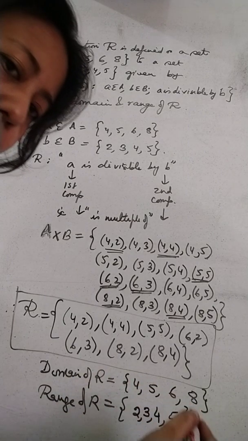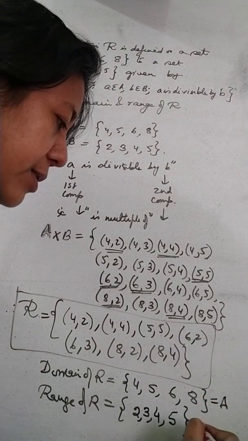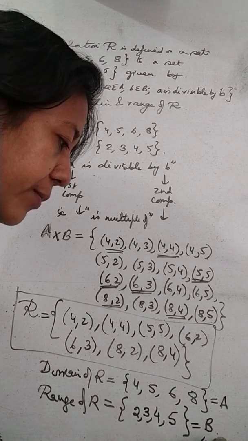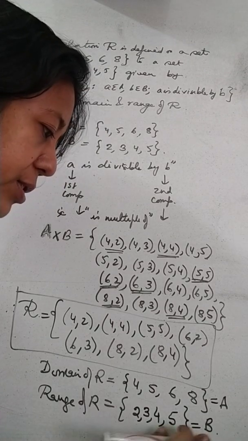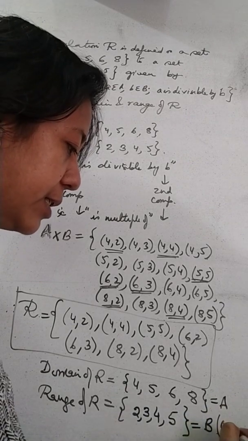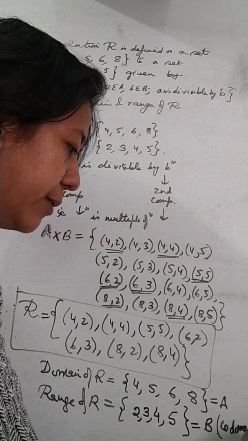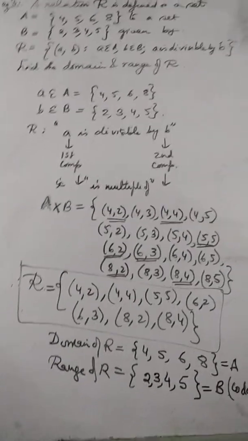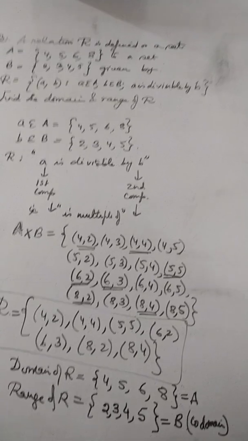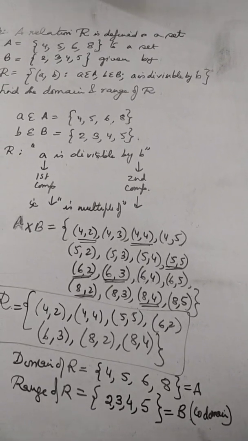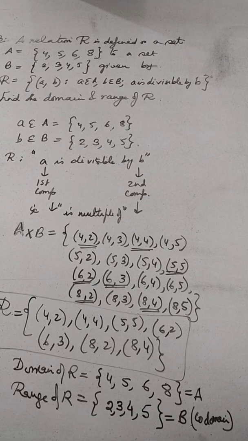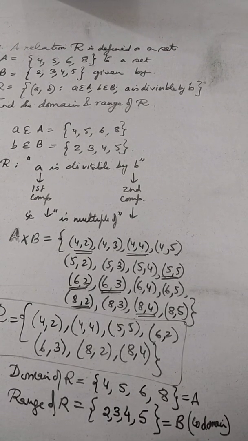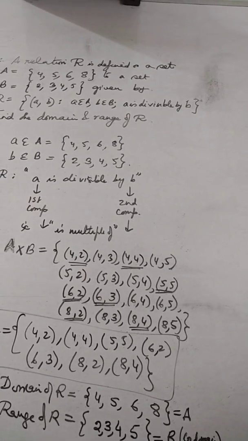So here notice the range is the same as the codomain, isn't it? So I'll write over here, this is equal to A and this is equal to B. B is the codomain. I'll write beside it: B is the codomain. So that is, the range of R is the same as the codomain in this particular case. And the domain of R is always going to be the first set, that is the set A. So we move on to the next example now.